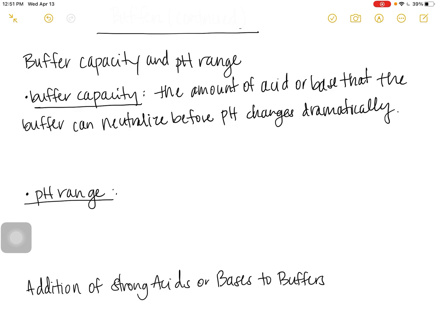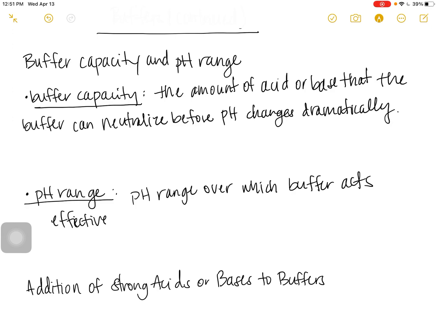And that kind of leads into this discussion of a pH range, which you might suspect is a range of pH over which the buffer acts effectively. So within what pH range is a buffer capable of neutralizing strong acid or strong base? And so usually we can estimate this by saying it's within plus or minus 1 pH unit of the pKa of the acid.